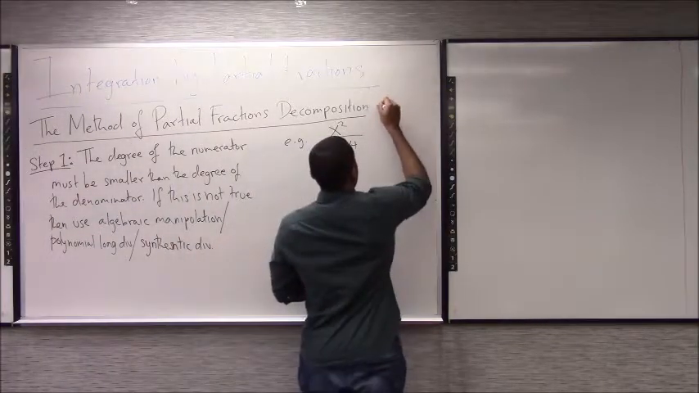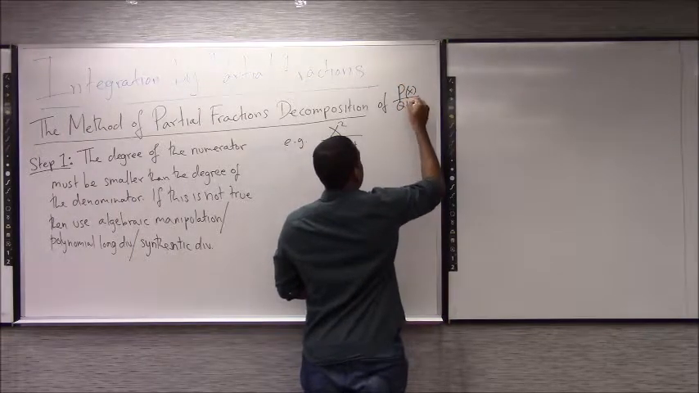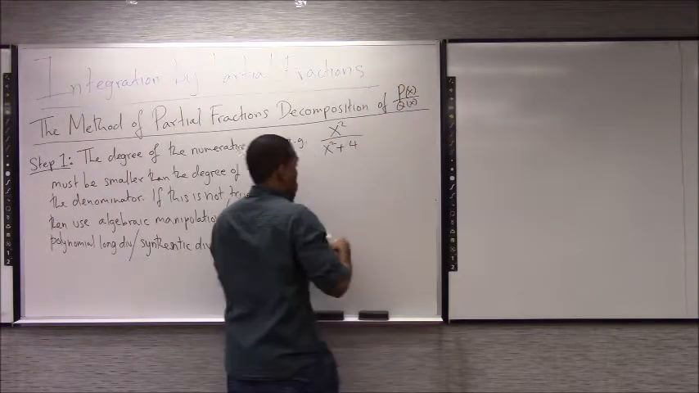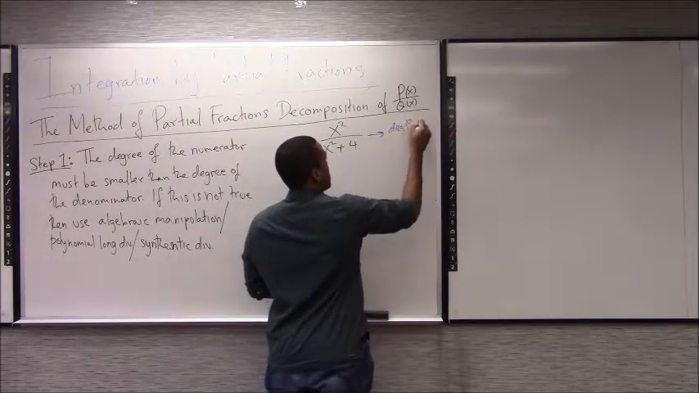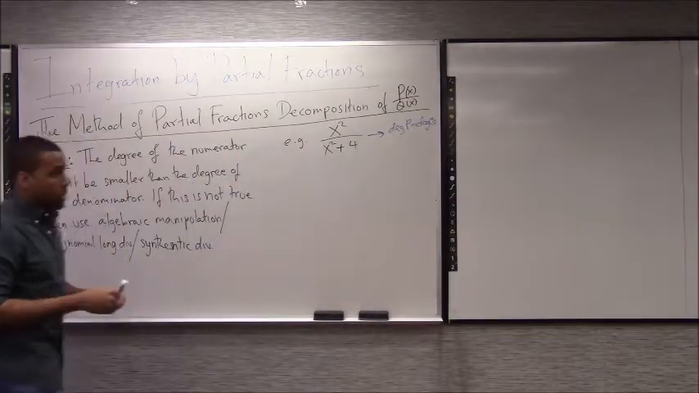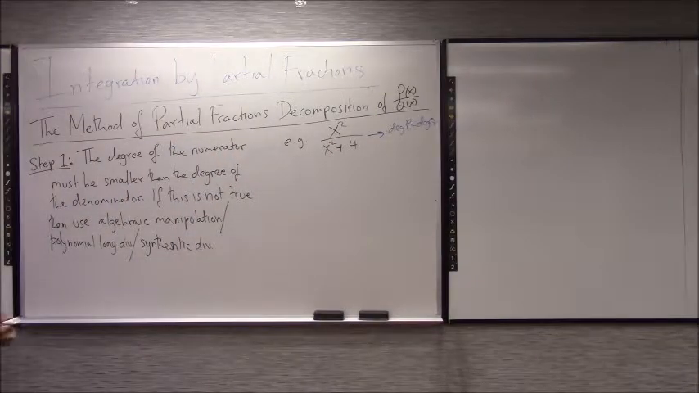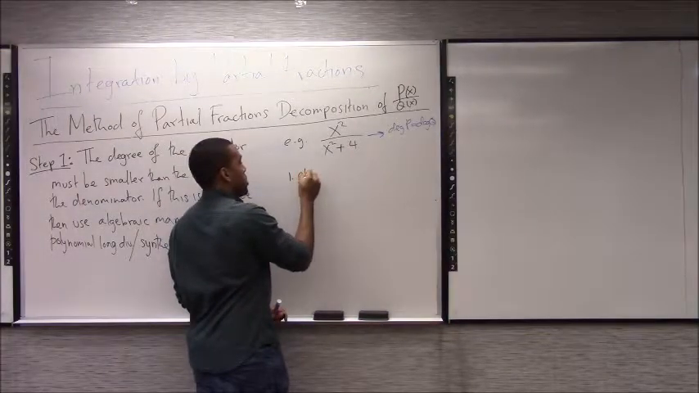Let's say I just want to call this p of x over q of x. So you'll notice here, if you're given this, your degree of p is equal to your degree of q. That's bad for this method. So there are a couple ways you can do this. One, you can use algebraic manipulation.